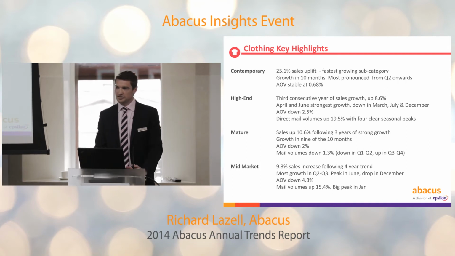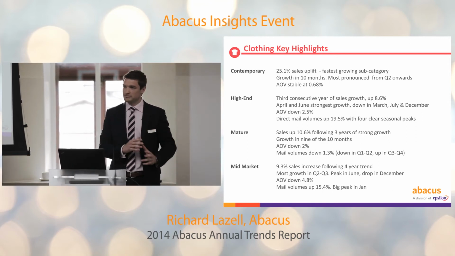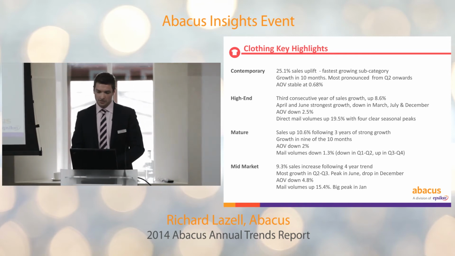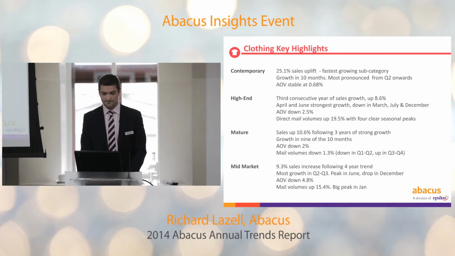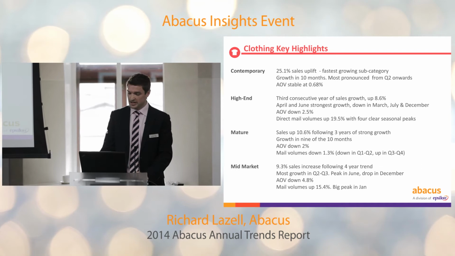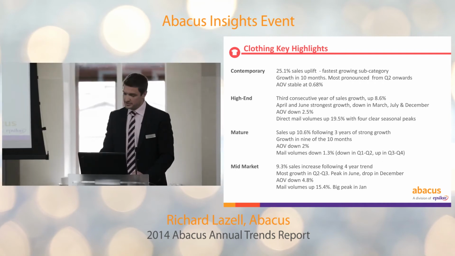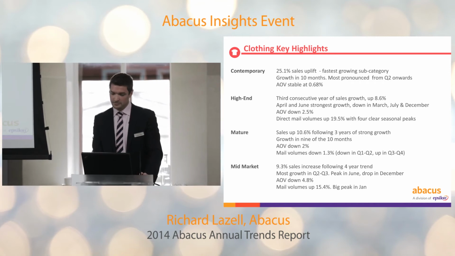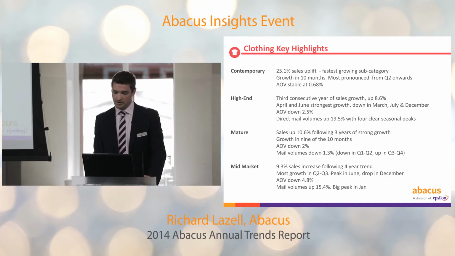High-end was a bit of a change for us. We noticed in 2013 that a lot of consumers, who perhaps moved away in 2012 to mid-market, were certainly coming back into purchasing in high-end. So although AOV was down, the subcategory was up 8.6%. Direct mail volumes, interestingly, were down. Mature, so obviously those serving the older market, sales grew 10%, growth in 10 months again, AOV down, mail volume slightly down, and mid-market finally 9.3% growth.